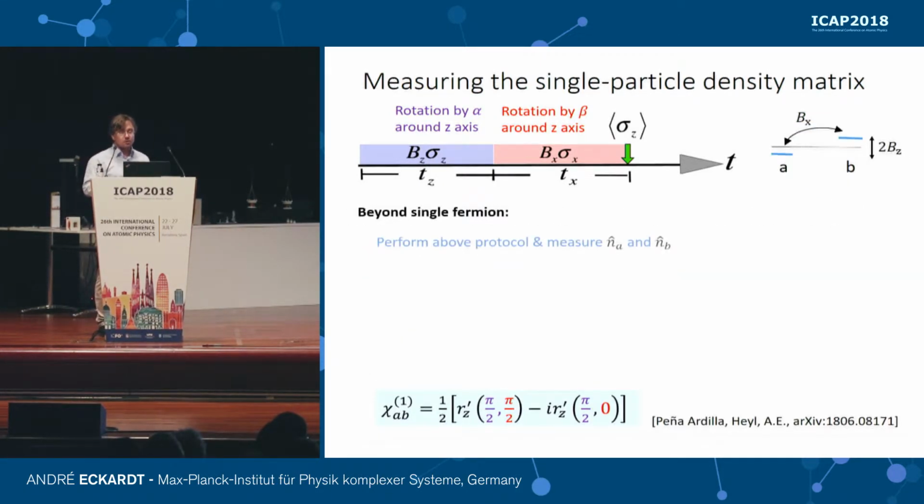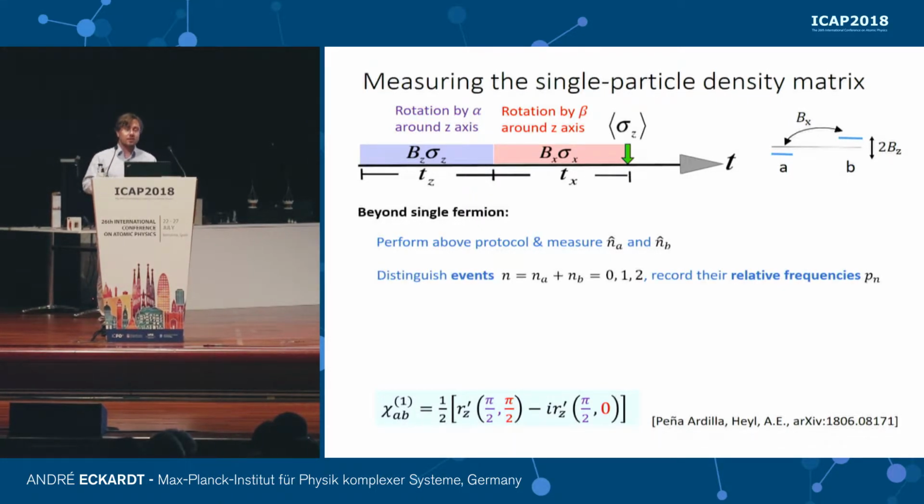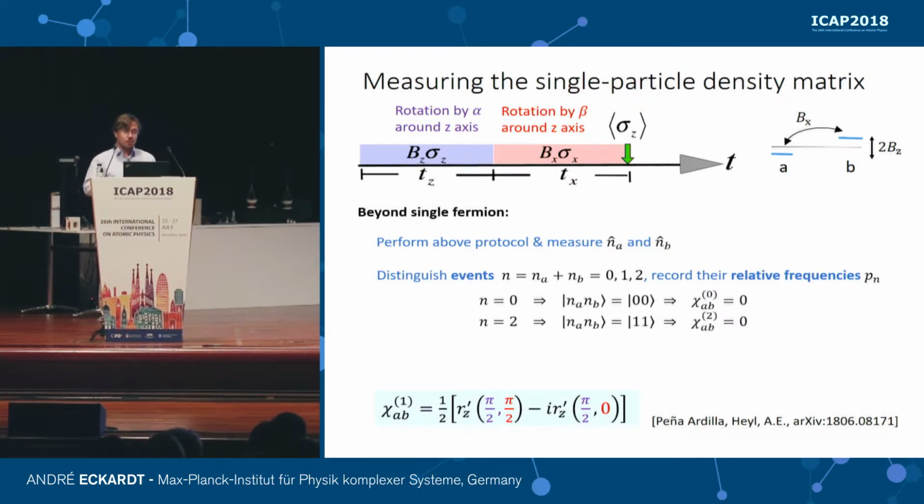And if you go beyond the single fermion, you do the same protocol: you measure NA and NB, and you distinguish between the cases where you have 0, 1, or 2 particles. If you have 0 or 2, you know the contribution to this is 0, so that the total single particle density matrix is given by the frequency of the single particle events multiplied by this quantity that we determined by the method just explained. Okay.